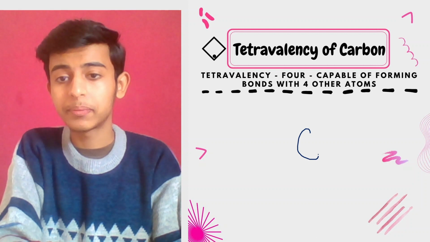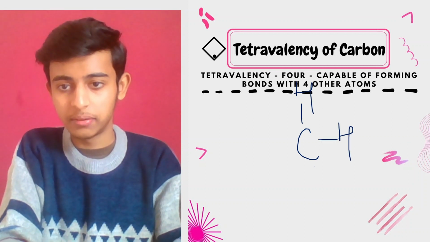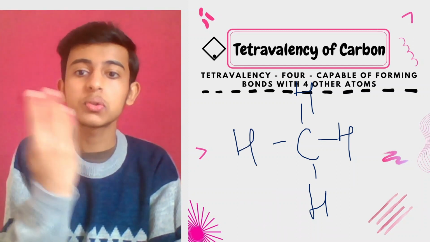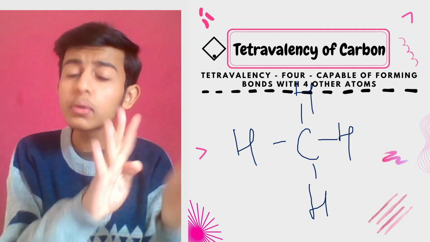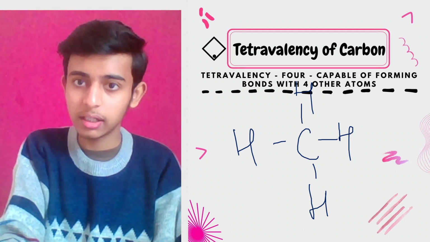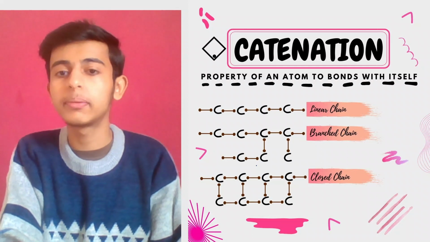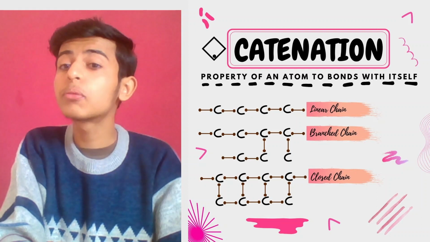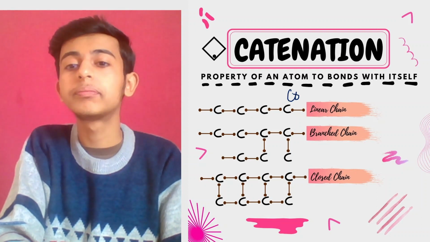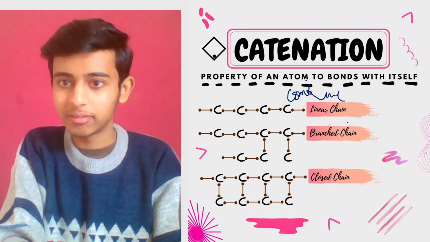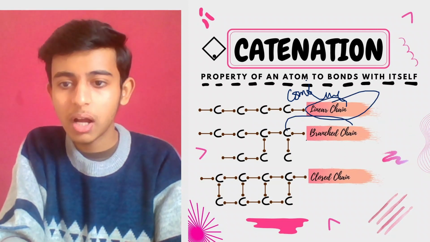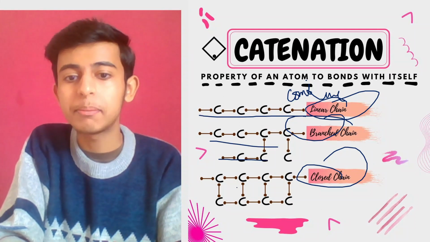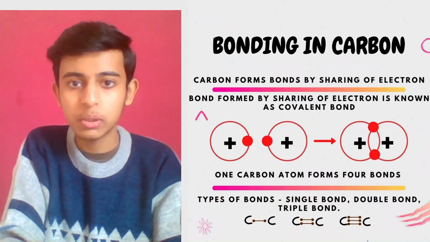Like we talked about methane, carbon shares its electrons with 4 individual hydrogen atoms, and those 4 hydrogen atoms share electrons with carbon. In this way, their octet and duplet get completed. Now, talking about catenation. What is catenation? The property of an atom to bond or combine with itself. This is the linear chain, this is the branched, and this is the closed. In this way, any kind of chain or branch can be formed by carbon. That is the special property.